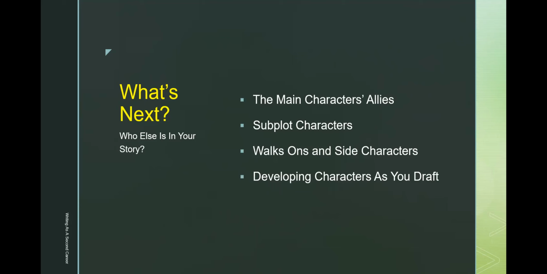I'll also talk about the approach of simply developing characters as you write. So you don't need to sort out all of this before you write. You may figure out your characters not by a checklist, not by asking yourself questions, but simply by sitting down and writing. And that is perfectly fine as well.